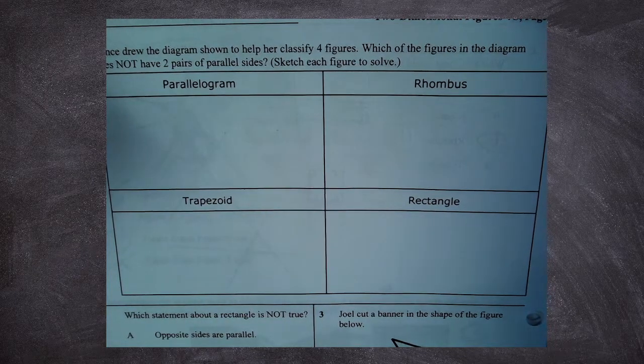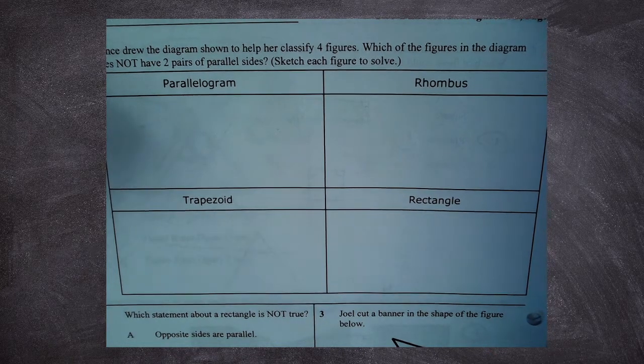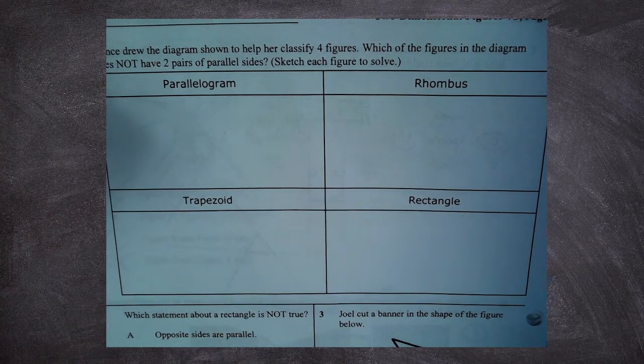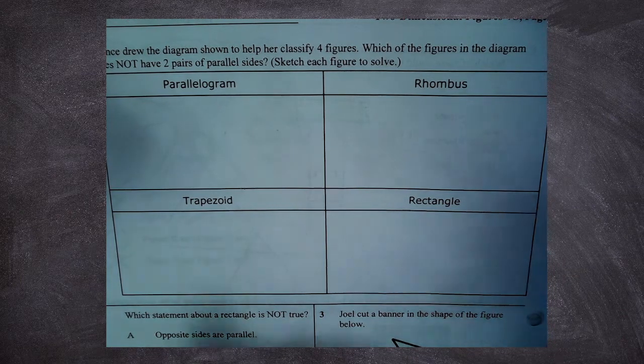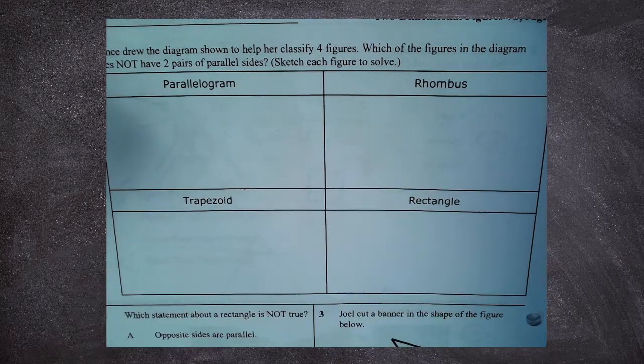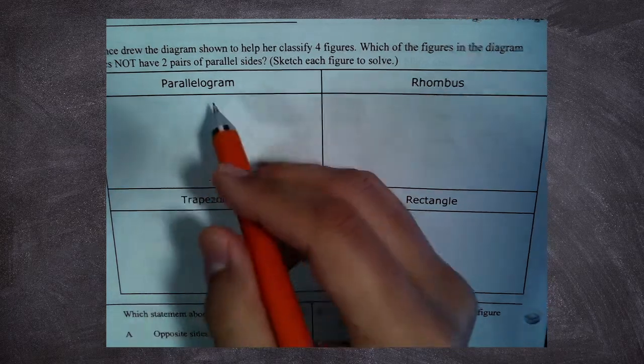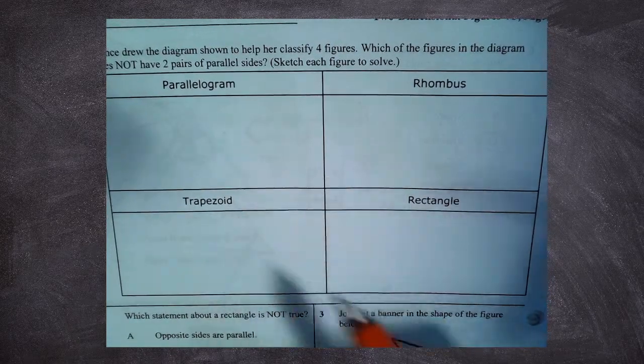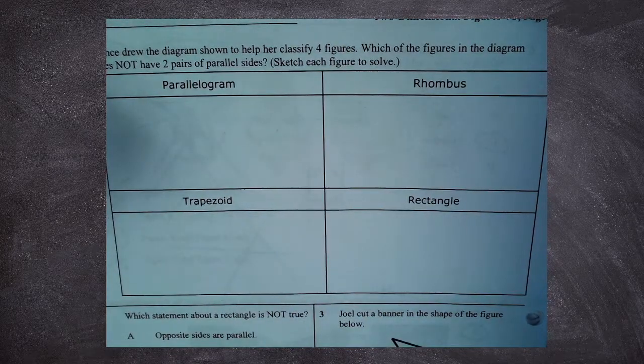Problem number one says, Nance drew the diagram shown to help her classify four figures. Which of the figures in the diagram does not have two pairs of parallel sides? And then they give us space to draw all four of these figures. Parallelogram, rhombus, trapezoid, rectangle.